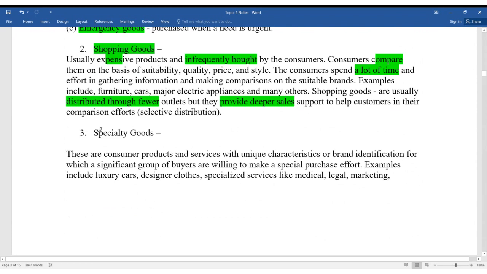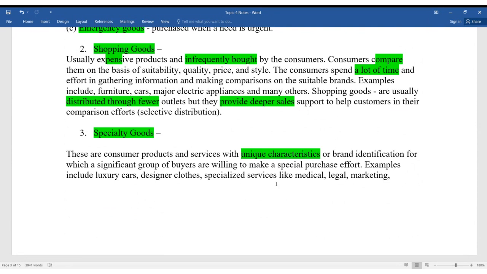Specialty goods, on the other hand, also are unique products that have unique characteristics. They tend to be expensive. They also tend to be not bought frequently.